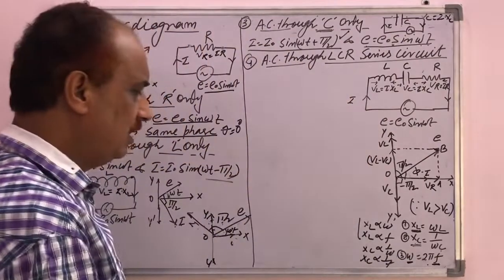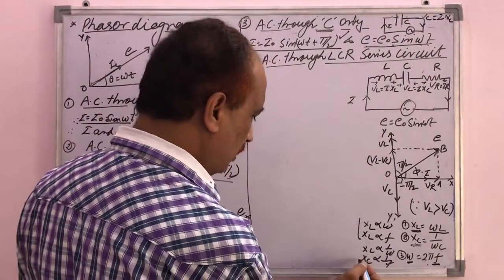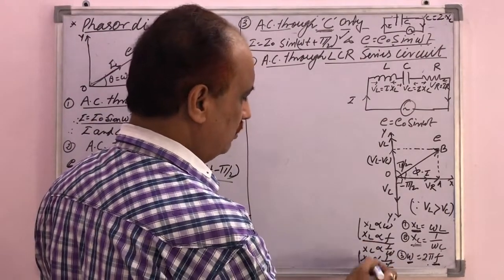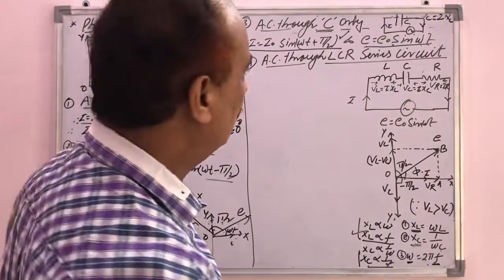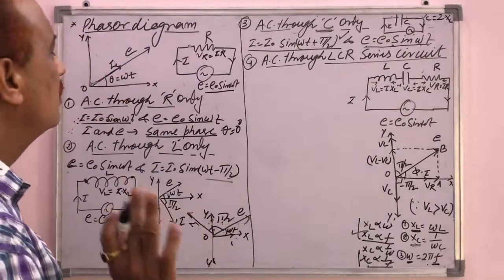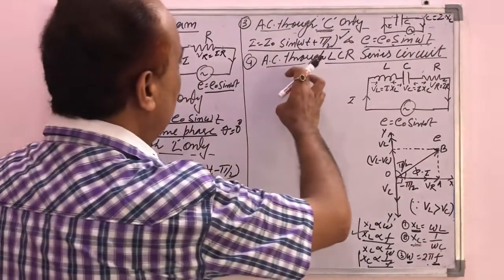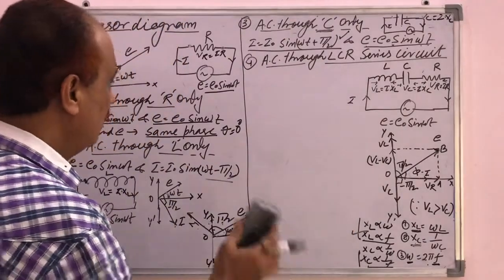It means the frequency relation is inversely proportional in case of a capacitor, and it is a direct relation in case of the inductor. So these are the learning points, and on the basis of these learning points, we will discuss what is AC through the LCR series circuits.